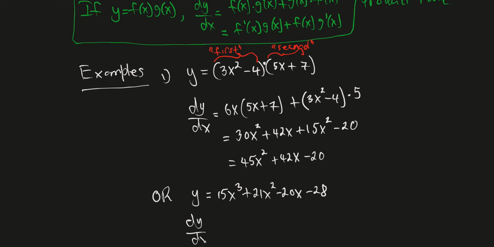So let's write down the derivative. So using the power rule on the first term, bring down the 3, multiply the 15. So that's 45x to the, and then subtract 1 from the power, x squared. The derivative of the second term, bring the 2 down, multiply the 21. So that's 42x to the 2 minus 1, so the first power.